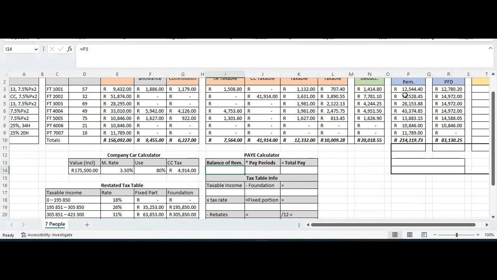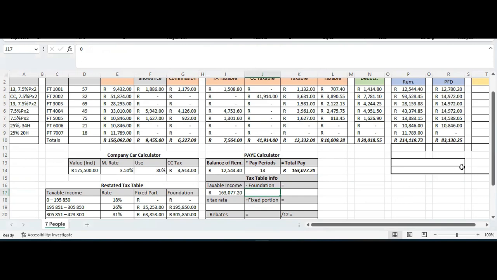So now we are going to have a look at person number 1001. Okay. Balance of remuneration given or calculated by us as 12,544 cents. He gets a 13th check, so his pay periods are 13. That will give us his total pay. Okay, now to calculate the taxable income, we have to look at the tax table. The taxable income, we just bring that over like that, minus the foundation.